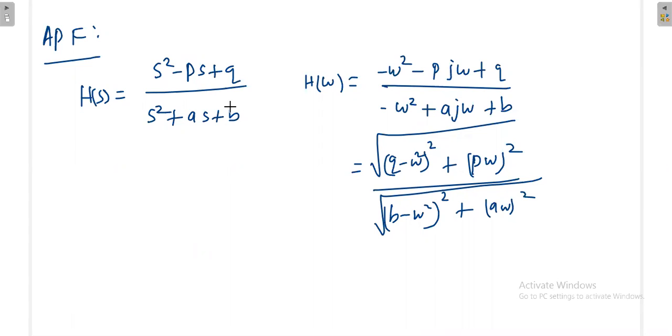When these are exactly the same, if p and a or q and b are exactly the same, then you'll get exactly one value, modulus 1. If you draw the zeros and poles nature, here you'll get complex poles, here you'll get complex zeros. It acts as an all pass filter. Next we'll take some circuit, then we'll identify the filter type.